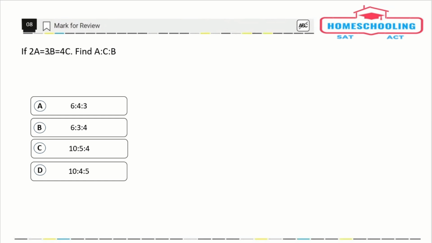Now moving to the next question. If 2A is equal to 3B is equal to 4C, find the ratio A is to B is to C. When it is given somewhat like this in fractional form, what we used to do while using the LCM method is take the LCM of all the denominators and multiply with each ratio. If something is given in P by Q form, like 1 by 2, 1 by 4, then we have seen how to solve this in the previous question.